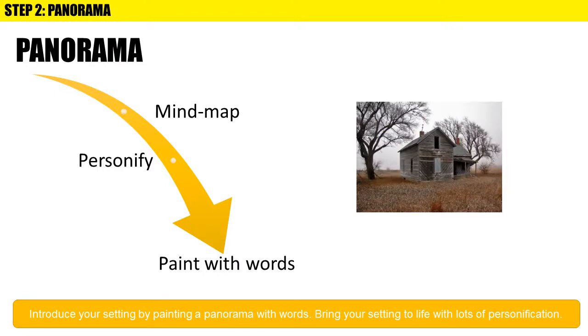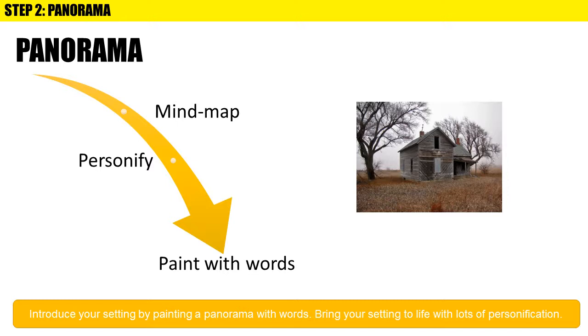The second step of our narrative is to introduce our setting by painting a panorama with words. Remember, a panorama is a wide-lensed image of a setting, and so our aim is to be as descriptive as we possibly can. There are 3 steps for this. The first is to mind map all of the details of your setting, drawing on the 5 senses. The second is then to personify all of these details as much as possible to bring the setting to life. And then the final step is to write that up, trying to paint a picture with your words.